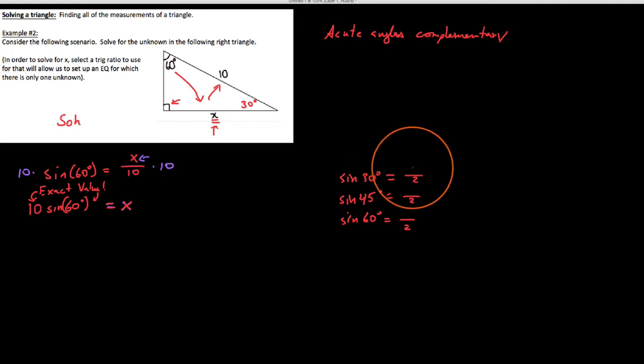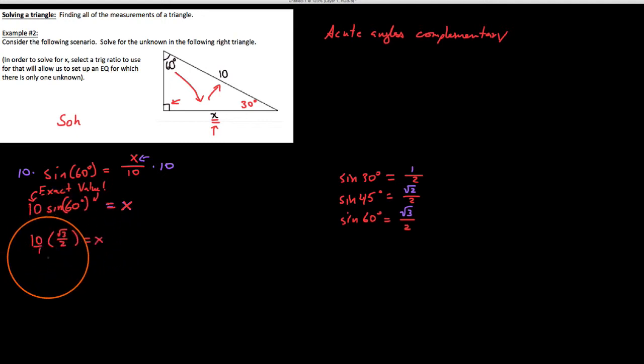And from 30, 45 to 60, it just goes 1, 2, 3. You'll notice I didn't put a root over this one, but you could if you wanted to. So we say the sine of 60 is root 3 over 2. So we really get 10 times this value, root 3 over 2, is x. And we'll put this 10 over 1.